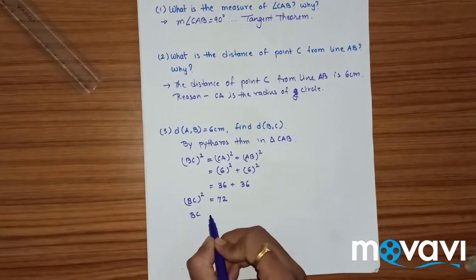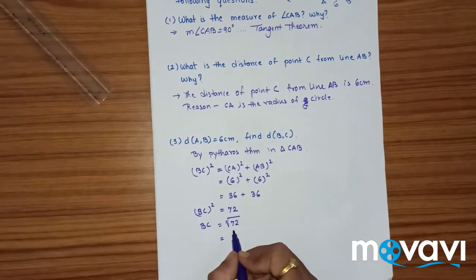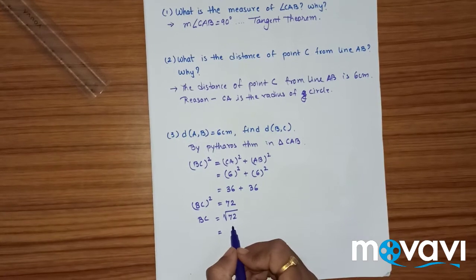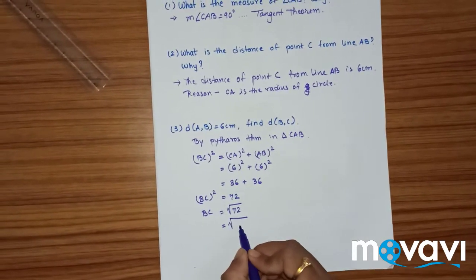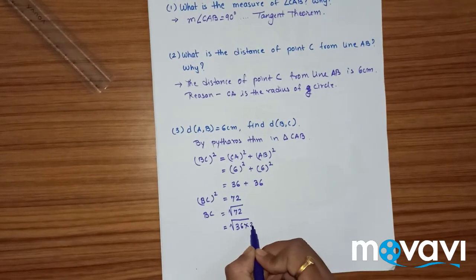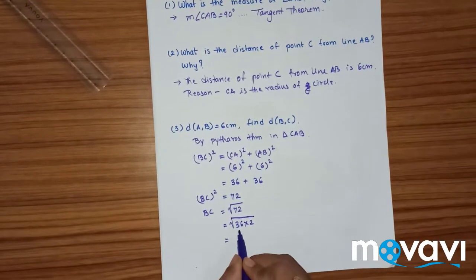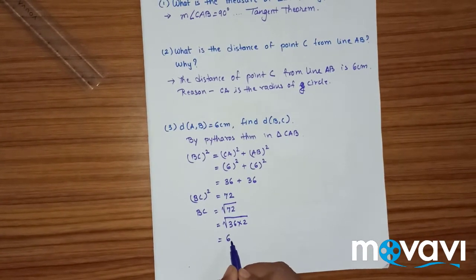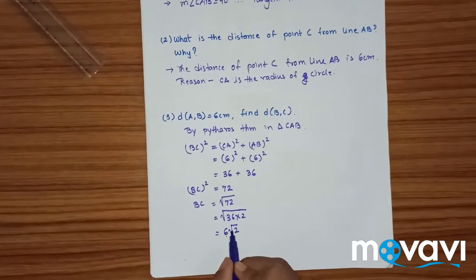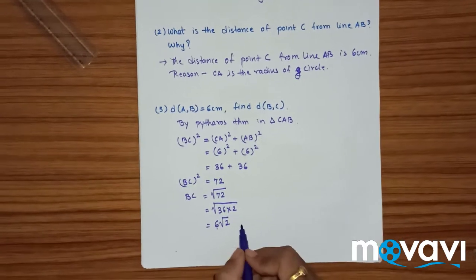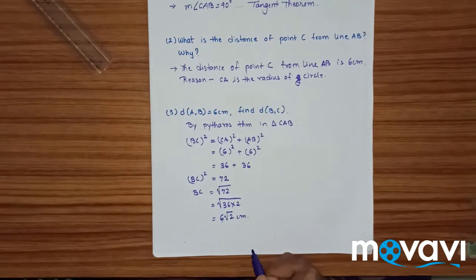So what will be BC? It will be under root 72. Now we can't directly find because this is not a perfect square. So what will it be? It will be 36 into 2. Right? 36 into 2 gives you 72. Since 36 is a perfect square, this will be 6 root 2. 6 is outside and under root 2. The centimeter unit is given to us, so the unit will be centimeter.